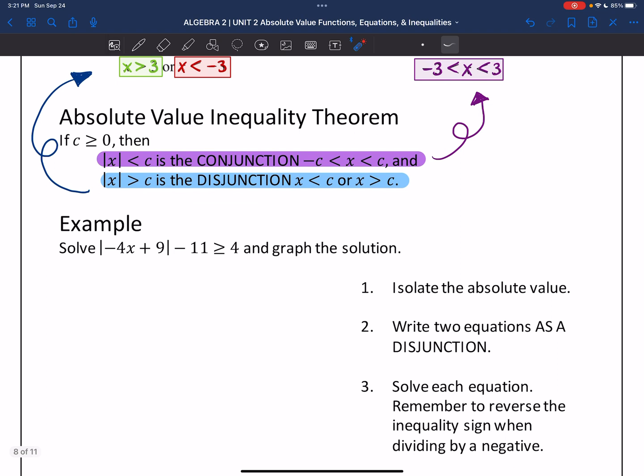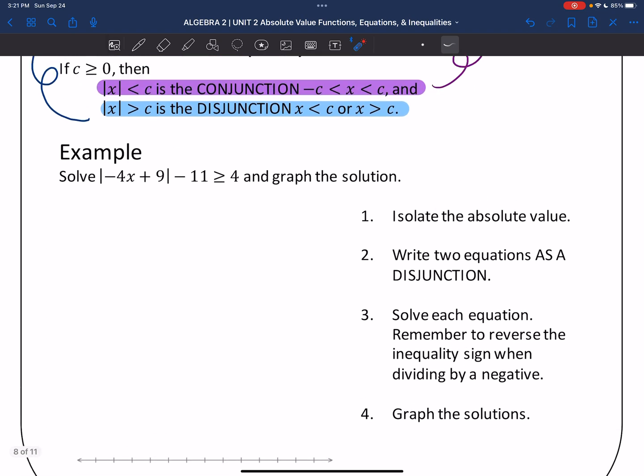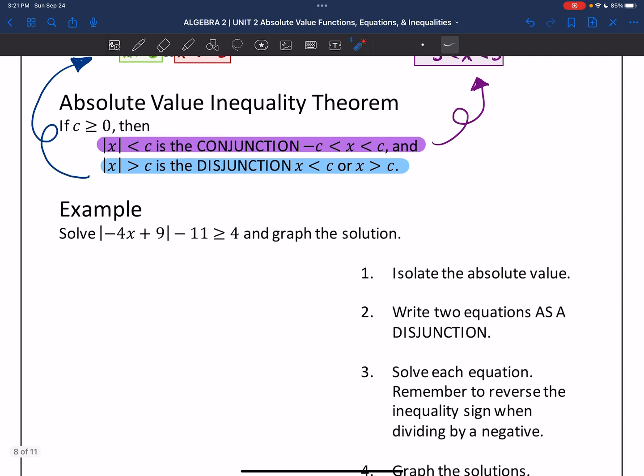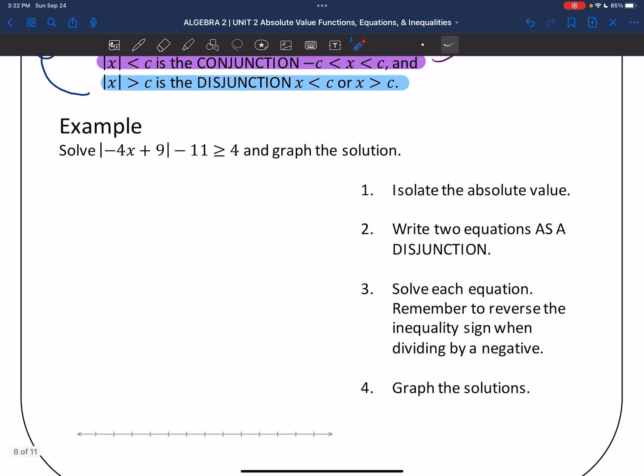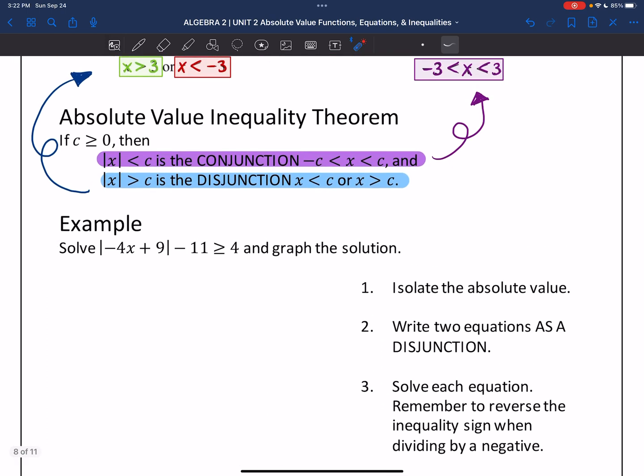So let's look at one example together here in this video. We are going to solve the absolute value of negative 4x plus 9, that quantity minus 11, greater than or equal to 4. And then we'll graph the solution on the number line below. So first of all, is this a conjunction or a disjunction? Let's pick that up here at the very beginning.